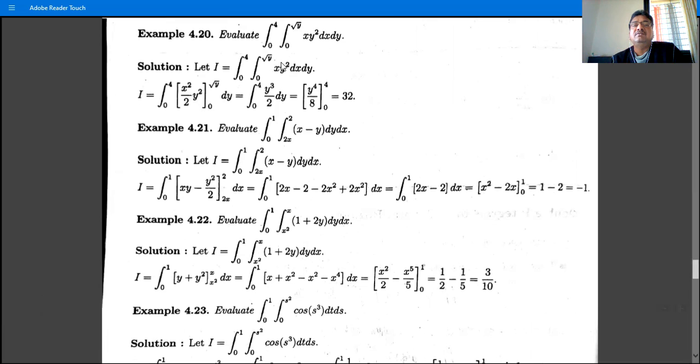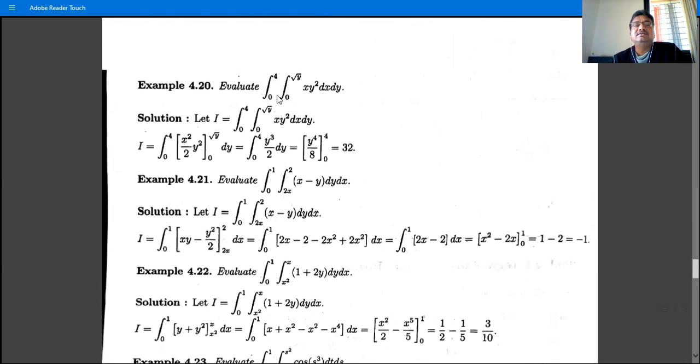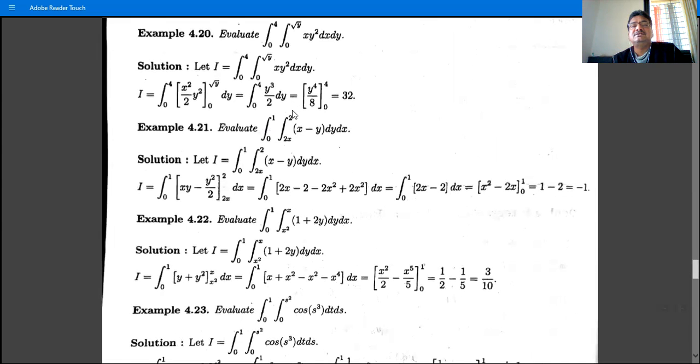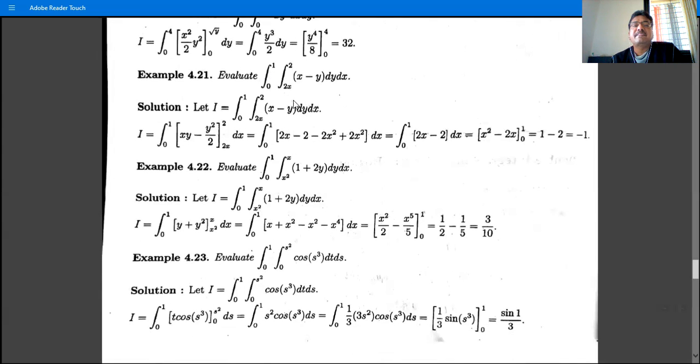If you are integrating with respect to x, it means y square is constant, x square by 2, upper limit, lower limit, and then its integration. Its answer is 32. These are very simple problems for 1 mark questions, objective questions. So here 2x to 2 is the limit on y. So first integrate with respect to y.